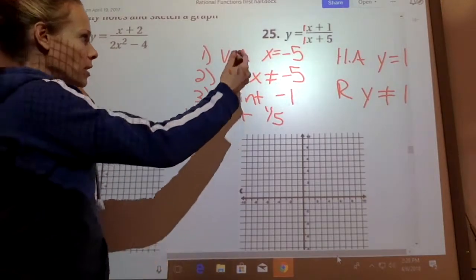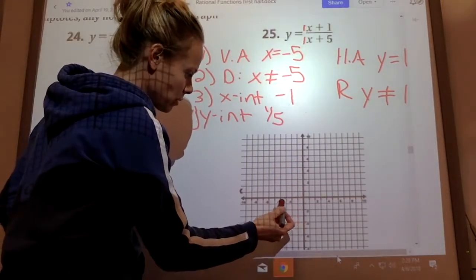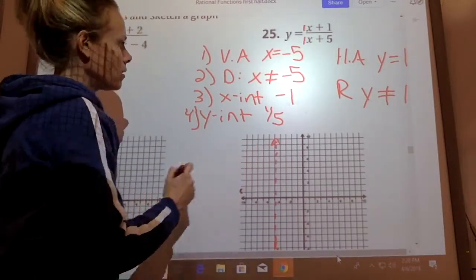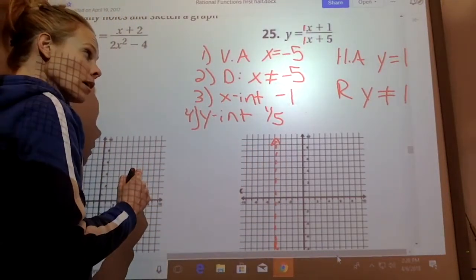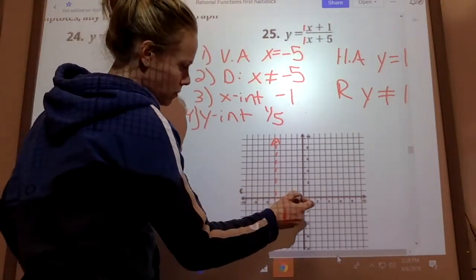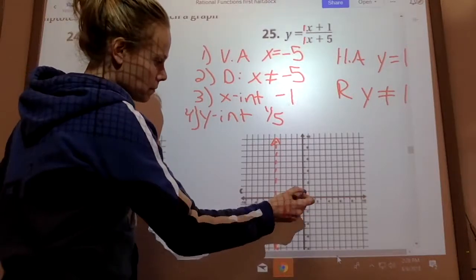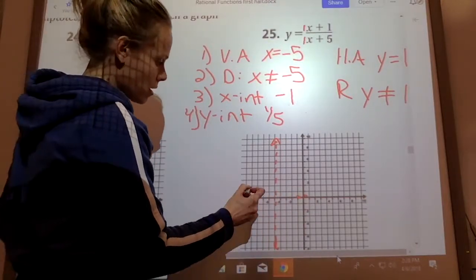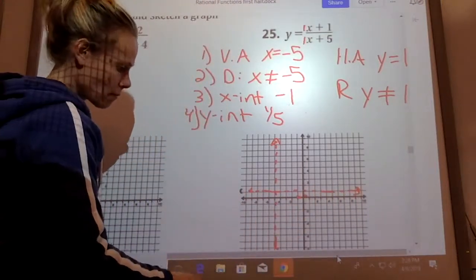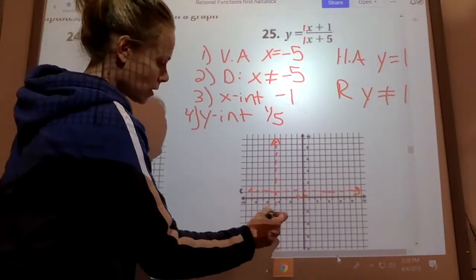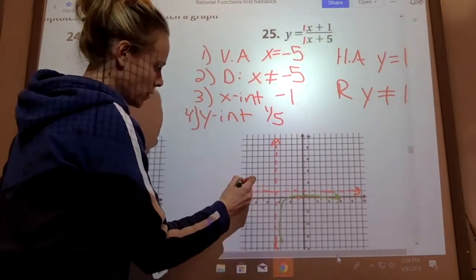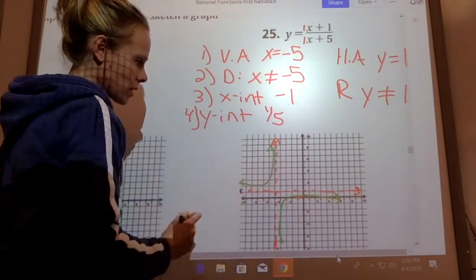Easy. So put in your vertical asymptote, 1, 2, 3, 4, 5. Put in your x-intercept, negative 1. Put in your y-intercept, 1/5. Put in your horizontal asymptote of 1. And then what it looks like, if you graphed it on a graphing calculator, it looks something like that.